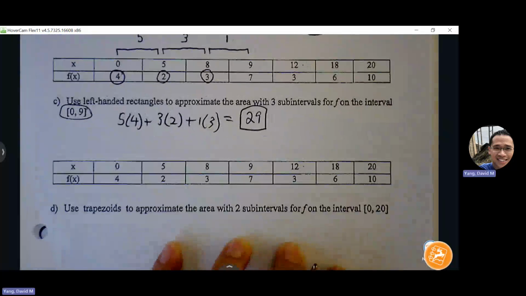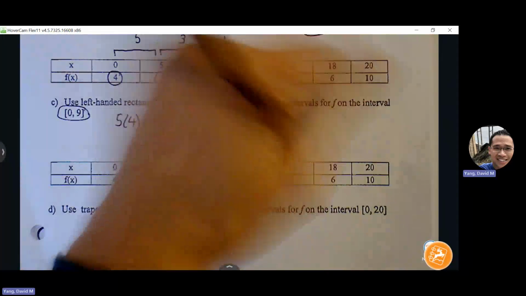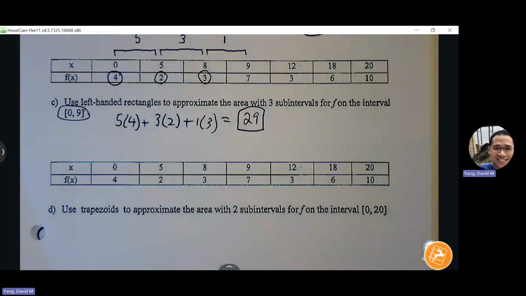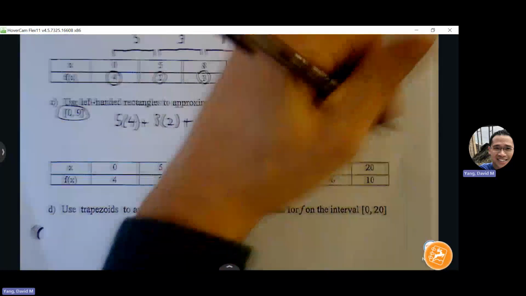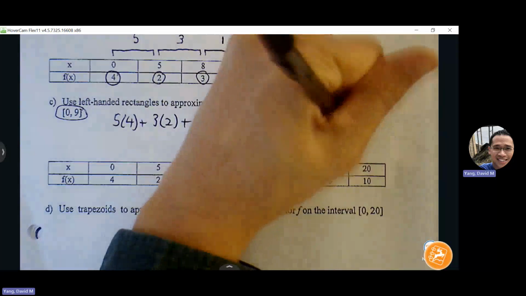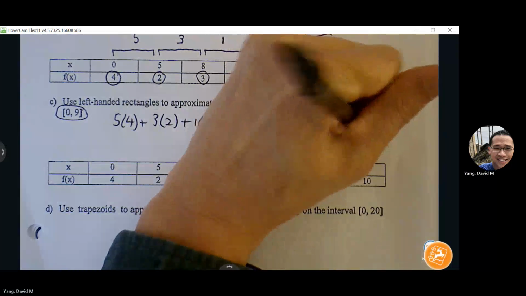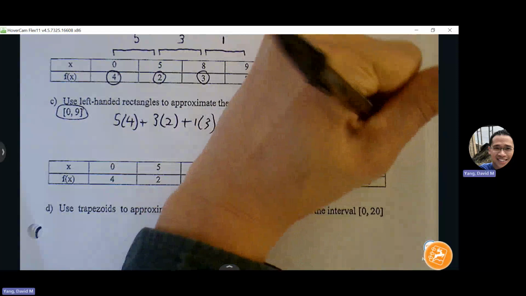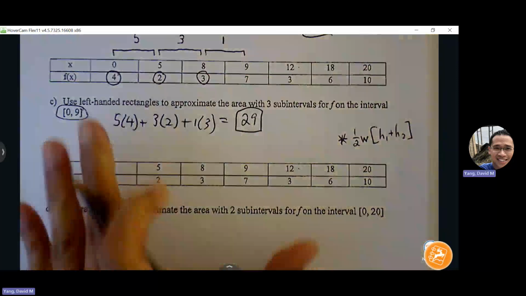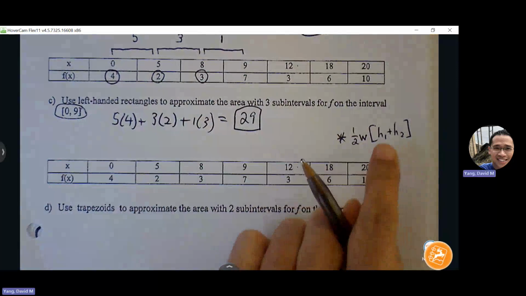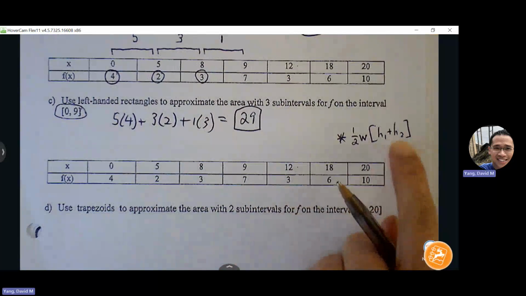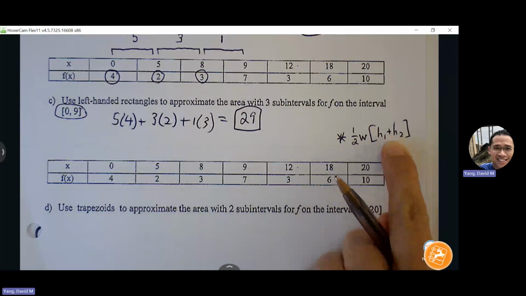Okay, last one here, trapezoids. Trapezoids has a distinct formula. It's not width times height. However, we are still going to use width and height, but the area of a trapezoid is 1/2 width, height 1 plus height 2. Every trapezoid, we're going to have to include 2 heights, and we're not going to subtract it. We're going to add the heights together.